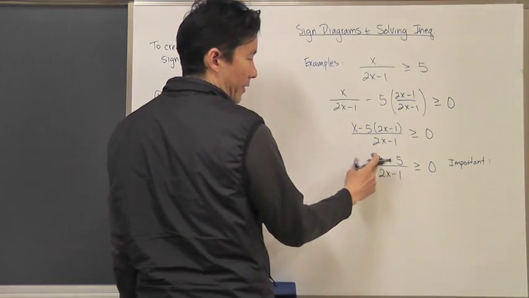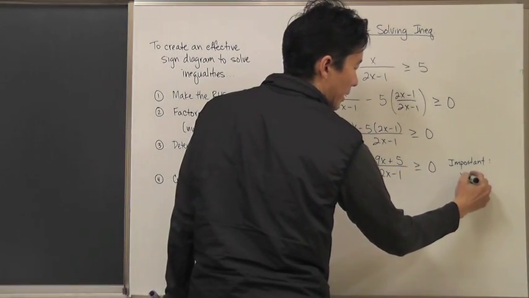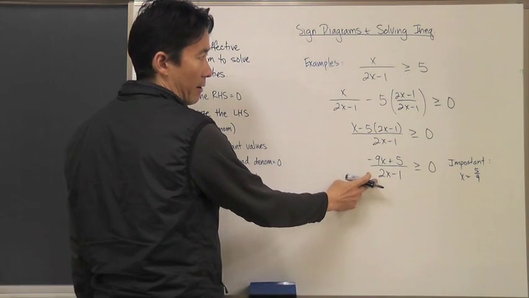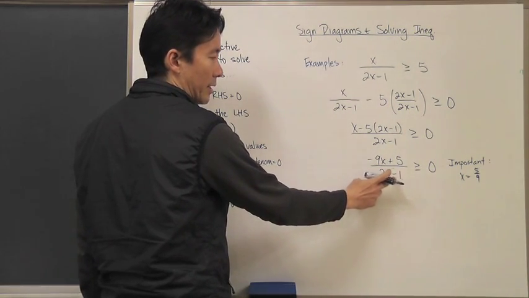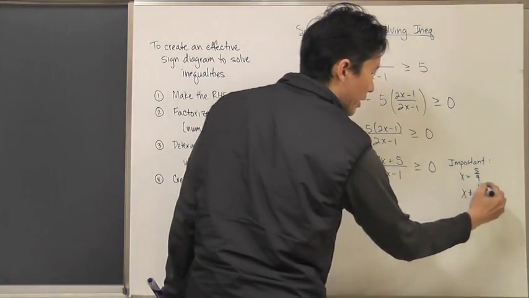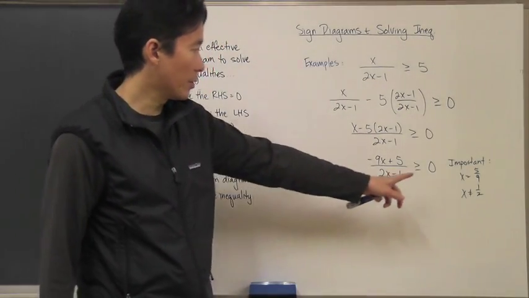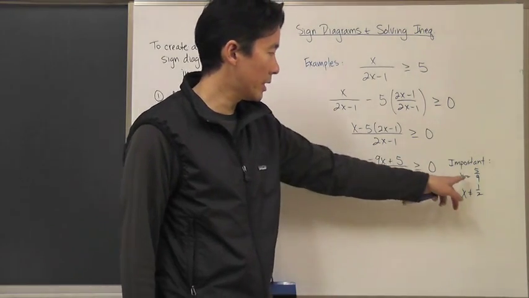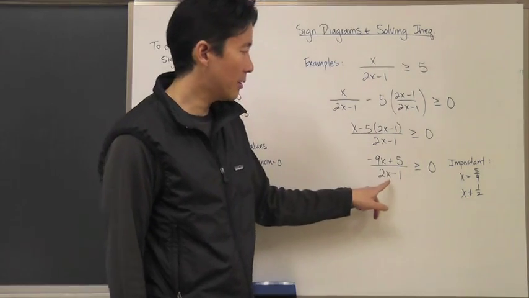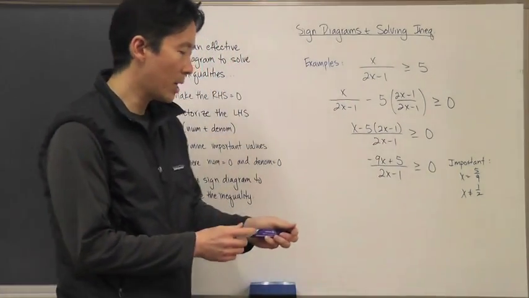We know that if I solve this part and let that be equal to 0, then x would be equal to 5 over 9. And when I take a look at this part over here, it says 2x minus 1, so that would be 1/2. But we have to make sure that x is not equal to 1/2, because if it is equal to 1/2, then this doesn't exist. So the important thing is that the numerator is going to give us 0. The denominator is telling us what x values cannot occur. So in other words, that's not in the domain.